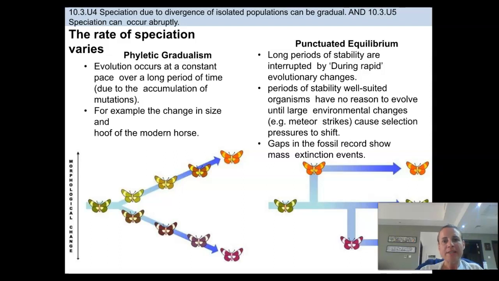Okay, speciation, so getting to 2 different populations of species. Some old proponents of this theory thought that it was always a gradual thing.